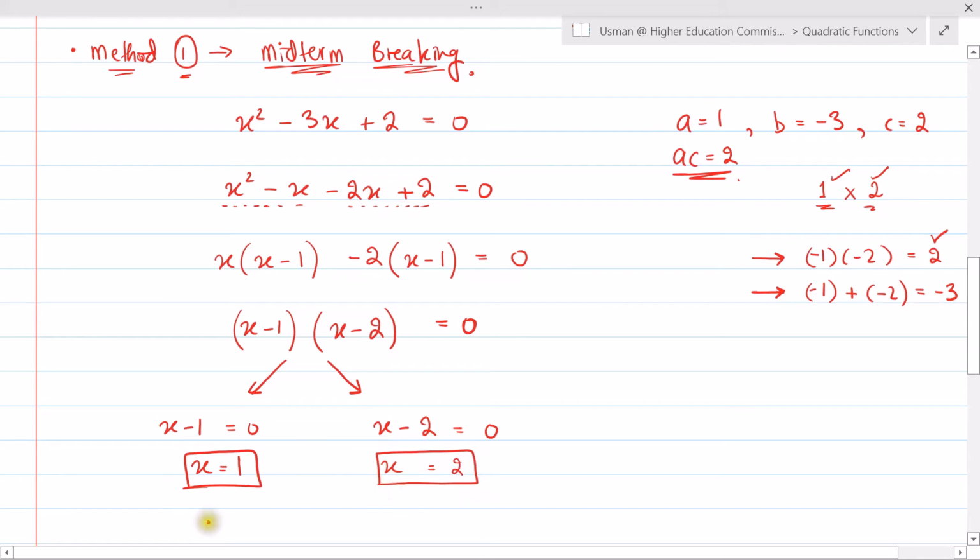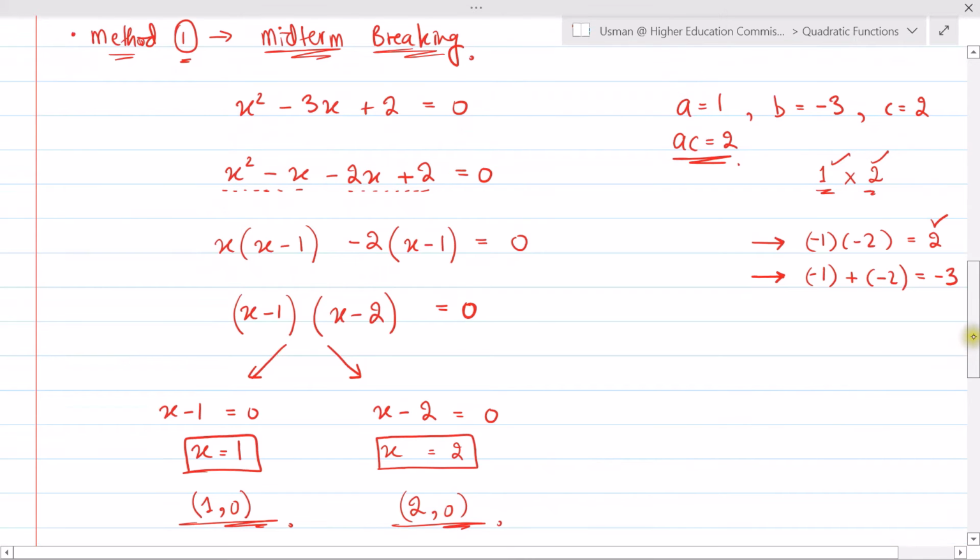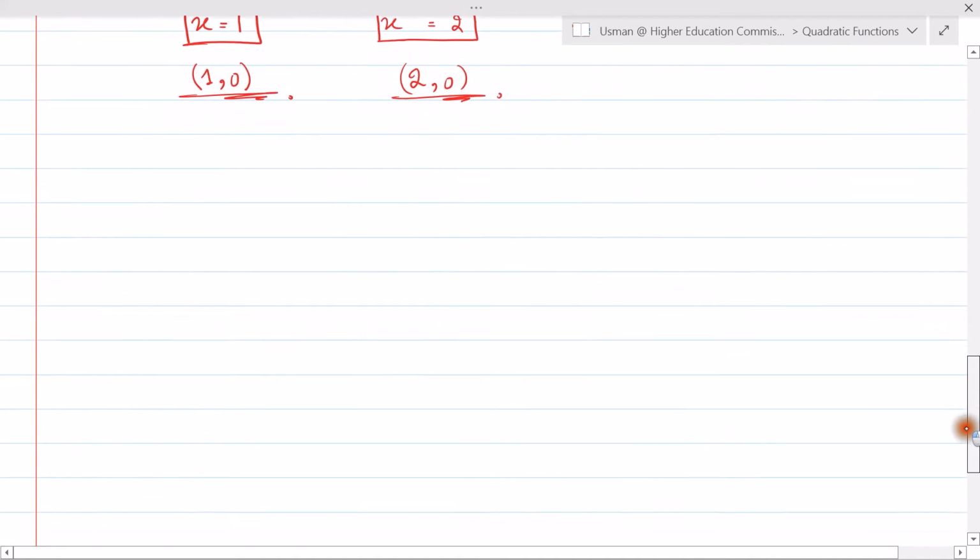If I need to answer as coordinates, I would put my answer as (1, 0), because for the x-intercepts, the y-coordinate is 0. And for this one, it's going to be (2, 0). And this is how you find the x-intercepts using the concept of mid-term breaking. Method number 2 for finding the x-intercepts from the equation that we had would be using the quadratic formula.